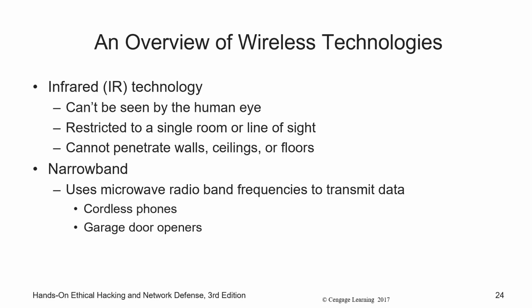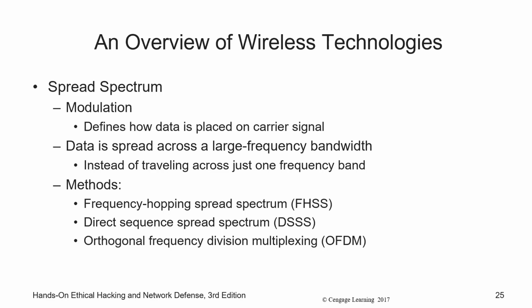So narrowband uses microwave radio band frequencies to transmit data. Cordless phones, garage door openers, and then when the TSA is scanning you with the millimeter wave machines that cook your brain.